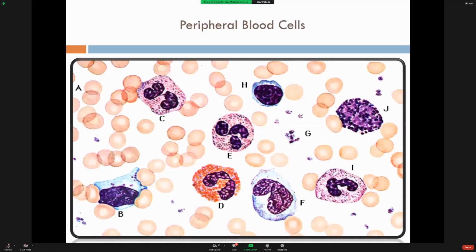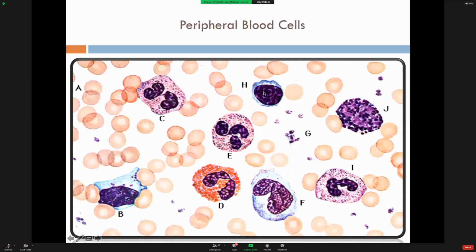This is a peripheral blood smear. Collectively, you can see it. What do you think? Different shapes of white blood cells here. What is in front of me here, guys? Or do you want me to choose someone? The neutrophil. This is a neutrophil, excellent.